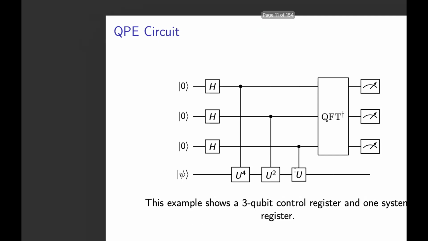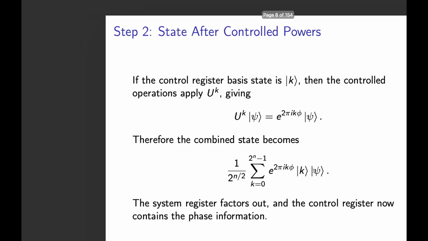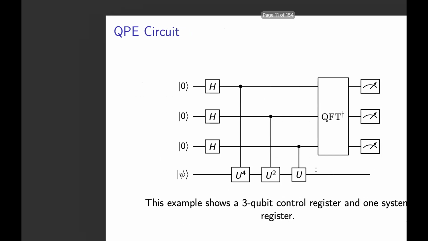Typically, this example shows a 3-qubit control register and the system register. You have the Hadamards, and you have a controlled U operation, which entangles the given qubits with the system. Then you can separate it out. The state you end up with looks like this, where you have separated the phases into the control register, which contains the phase information. Then you perform an inverse QFT, and then you perform a measurement on all the qubits.